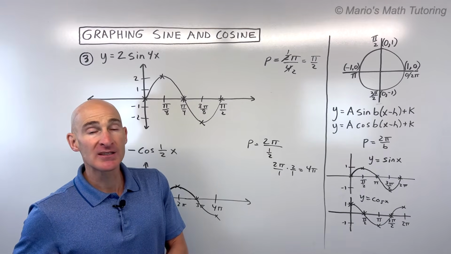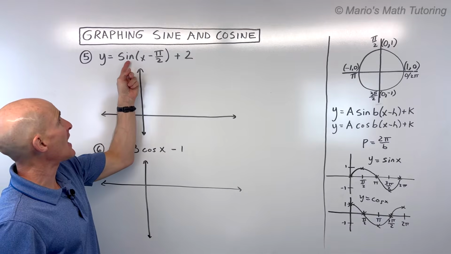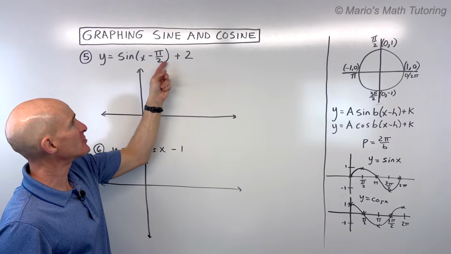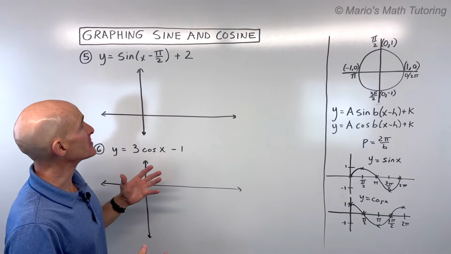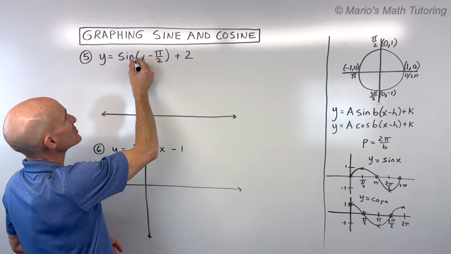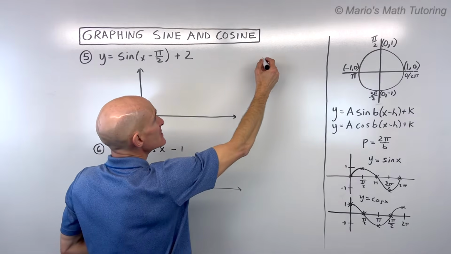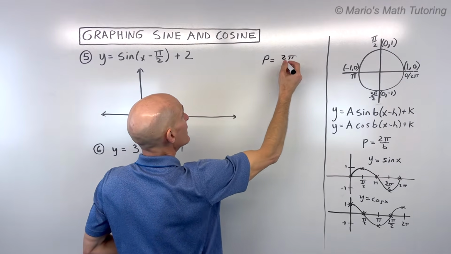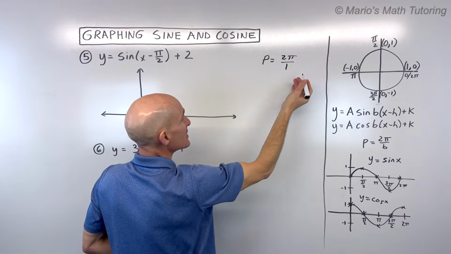So let's take a look at some more challenging examples. Let's take a look at number 5 now. We've got y equals sine of the quantity x minus pi over 2, plus 2. First thing I like to do is figure out what the period is. Again, we focus on the number that comes to the left, just in front of that x variable. So in this case, the period is 2 pi divided by b. b in this case is understood to be 1. So that's just 2 pi.